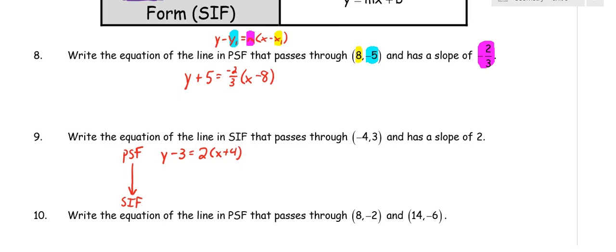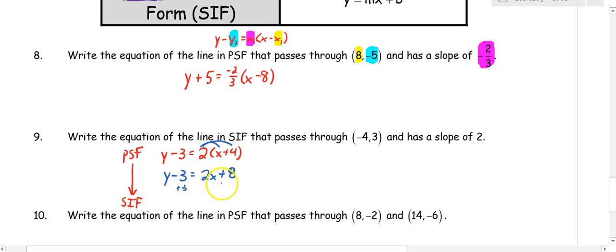Now to move into slope intercept form, it's 2 steps. The first step, we're going to distribute that 2. So y minus 3 equals 2x plus 8. And then we're going to add 3 to both sides. So our slope intercept form is y equals 2x plus 11.